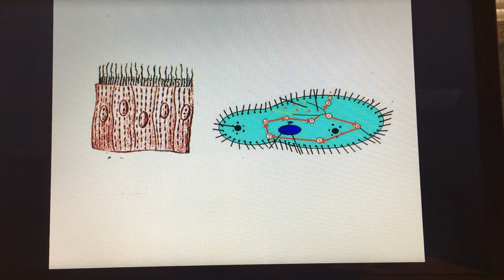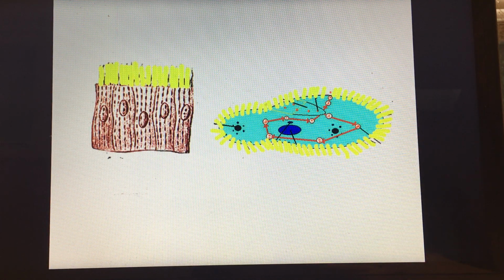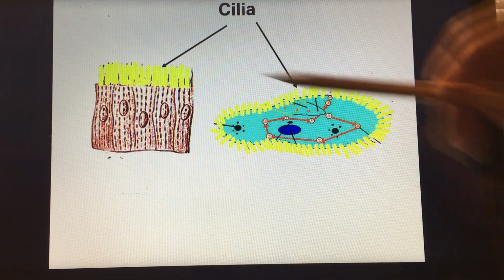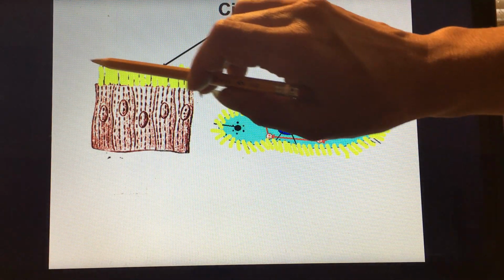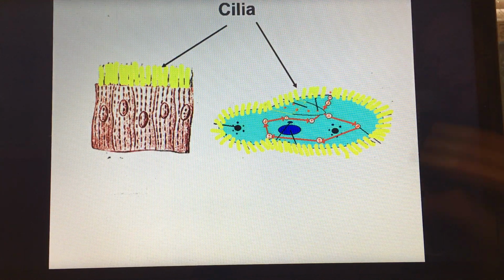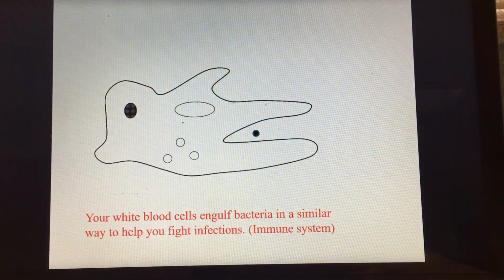So these hair-like structures are also used for movement. In single-celled organisms, they're used for movement of the entire cell. And in epithelial cells, like in the inside of our noses, and if you're female, your fallopian tubes, they actually move other objects across the surface. So they may move the whole cell or move objects across the surface of that epithelial tissue. So they're used for movement as well.